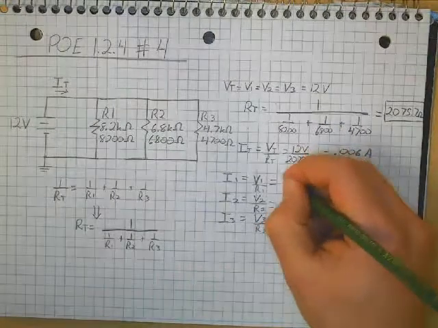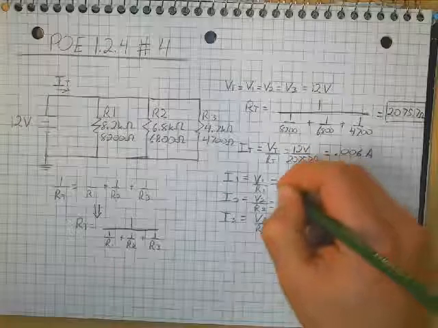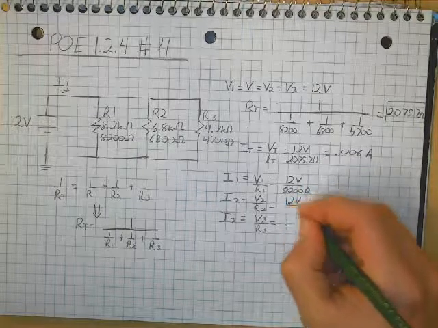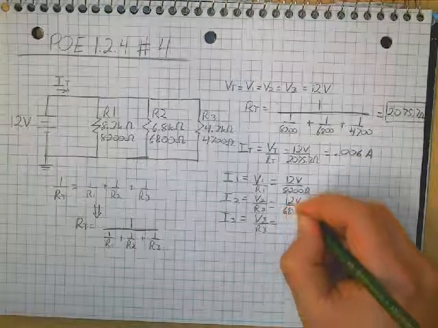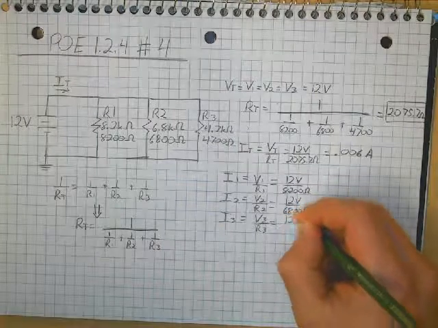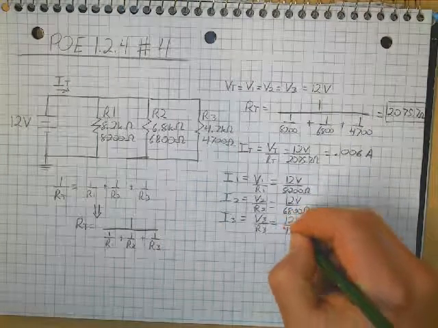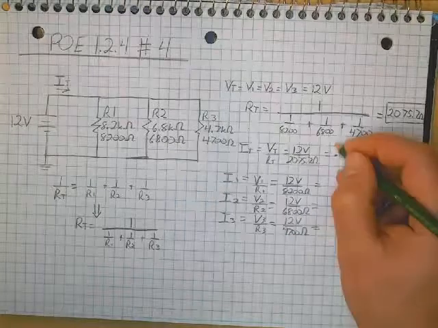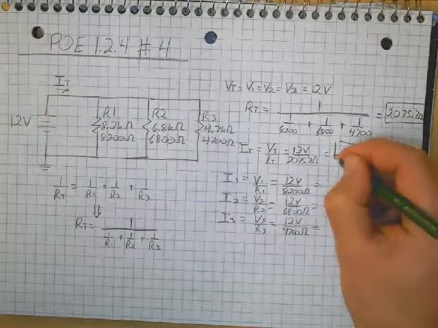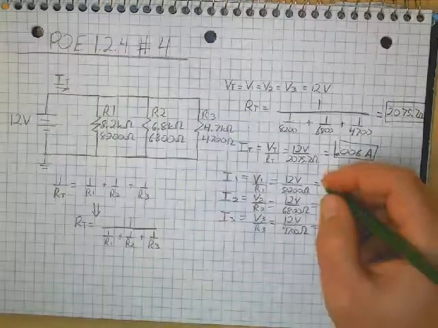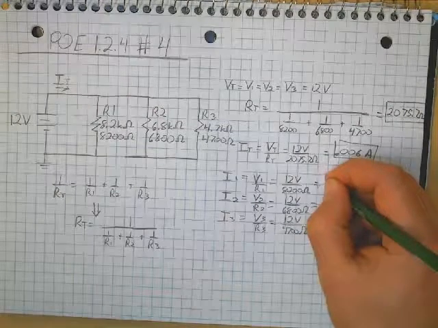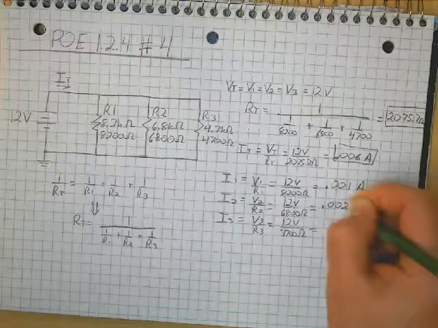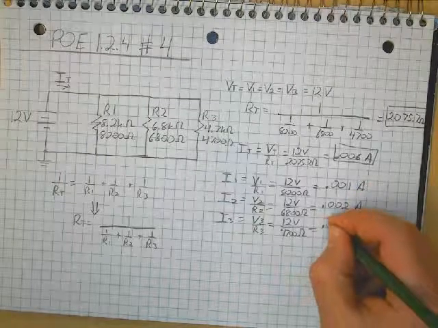So moving on, we'll plug that in. We'll say 12 volts divided by 8200 ohms. 12 volts divided by 6800 ohms. 12 volts divided by 4700 ohms. And our final answers for those end up being 0.001 amps, 0.002 amps, and 0.003 amps.